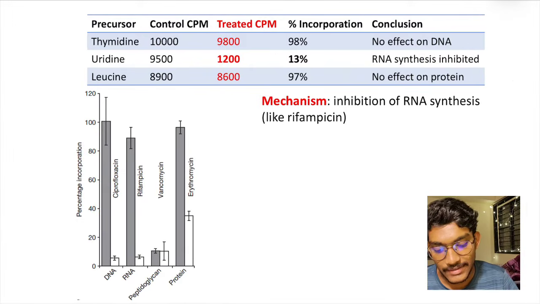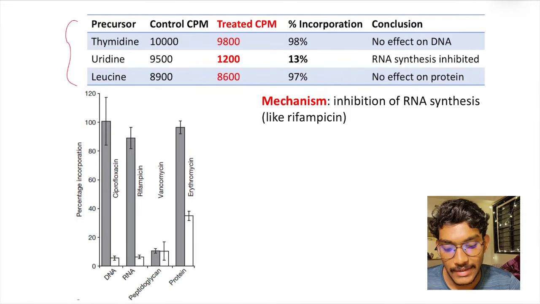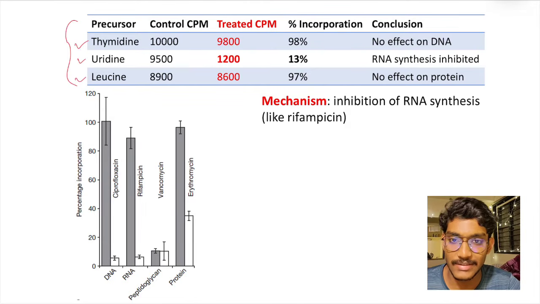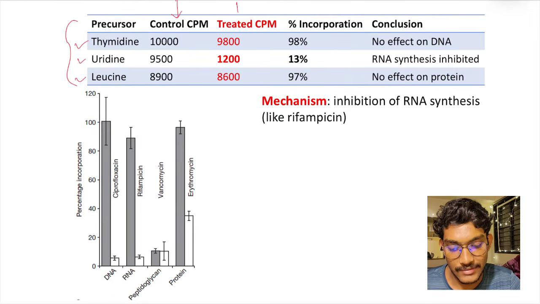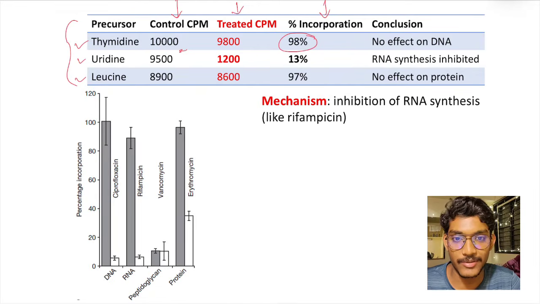So here you can see we are incubating the cell with 3 radio-labeled precursors: radio-labeled thymidine, radio-labeled uridine and radio-labeled leucine, that is an amino acid. And this is the control group, and this group is treated with the drug, that is the antibiotic. And we are checking percentage incorporation with respect to the control group.